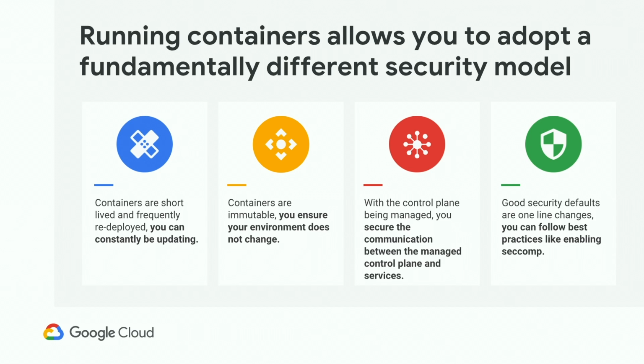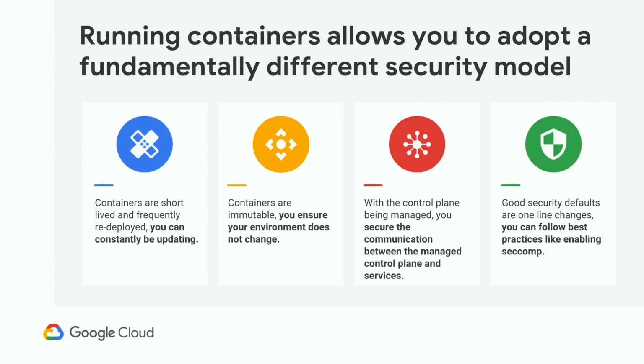Containers are immutable, so you can ensure that your environment doesn't change. What that means is that if a container does change in production, you know something's gone wrong, and you can then kill that container and redeploy it as needed. It also means that you have content addressability, so you know exactly what's been deployed in your environment. If there's a new vulnerability discovered, for example, you can compare what you deployed to the vulnerability rather than having to scan your production environment directly. That saves you a lot of time.